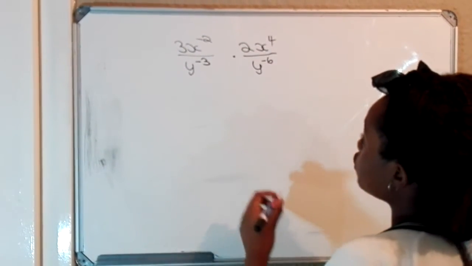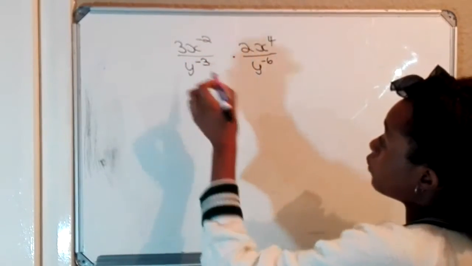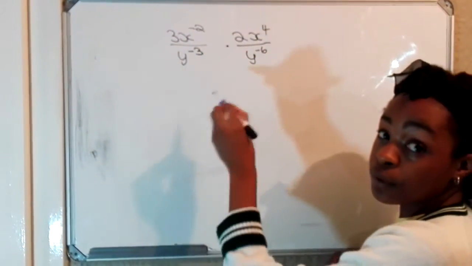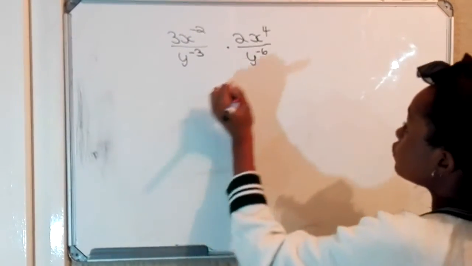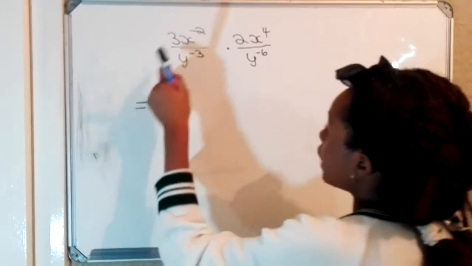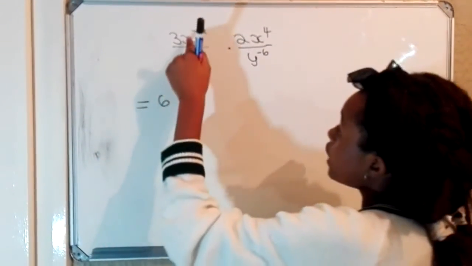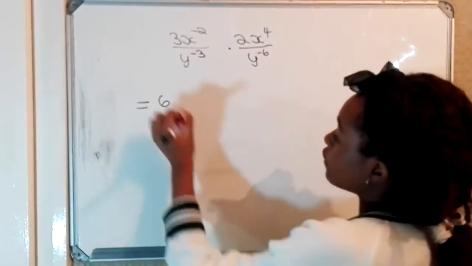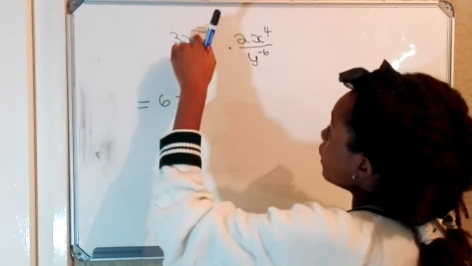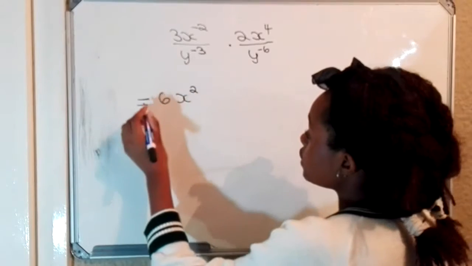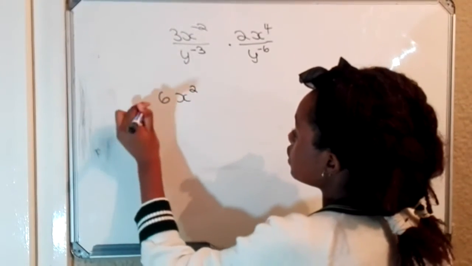So the first thing I'm going to do is multiply. When we're multiplying fractions, we multiply the top by the top and the bottom by the bottom, okay? So when I multiply, I'm going to have 3 times 2, which gives me an answer of 6. And then we add the exponents, so we're going to have x to the minus 2 plus 4, which gives you an answer of 2, all right? So I'll put this over here.